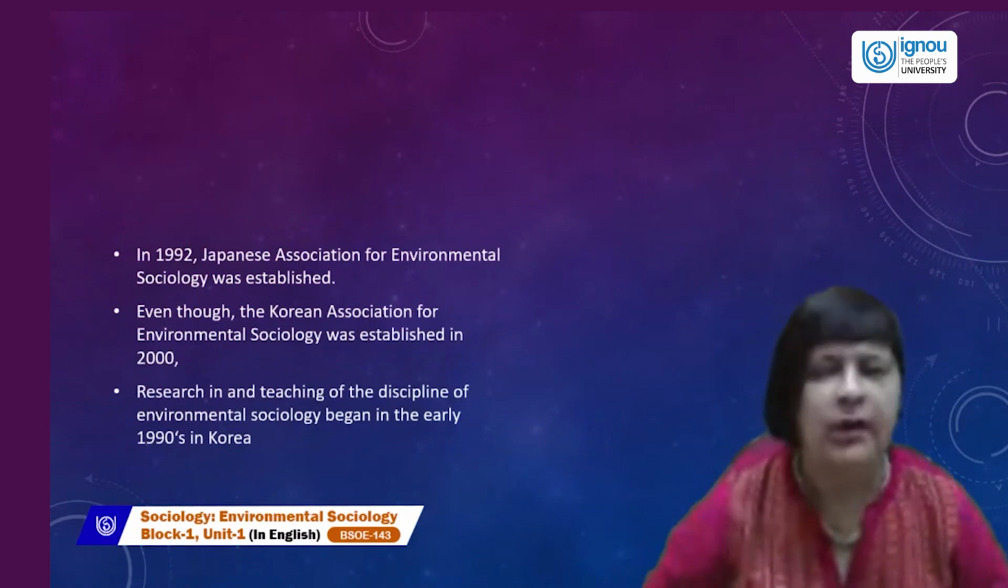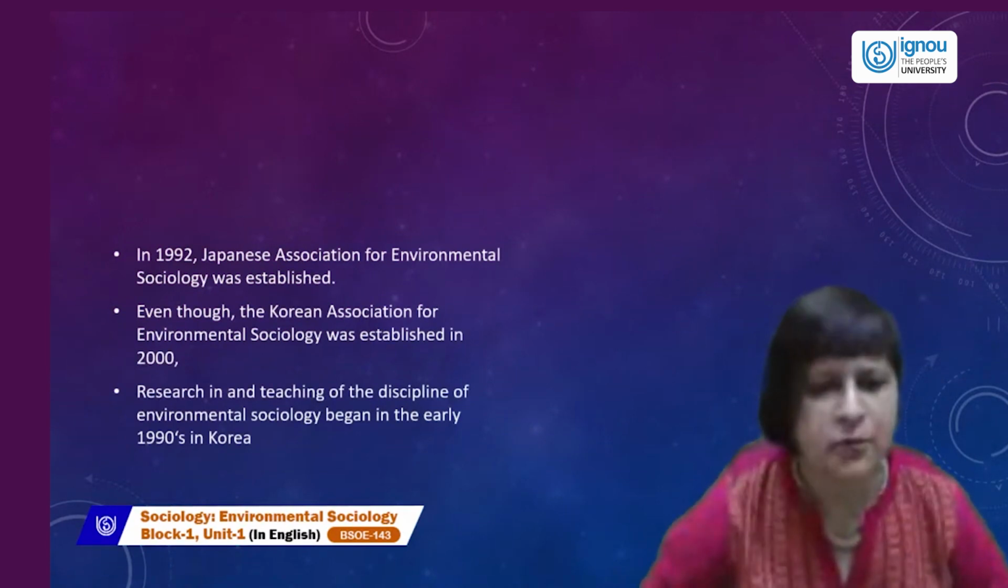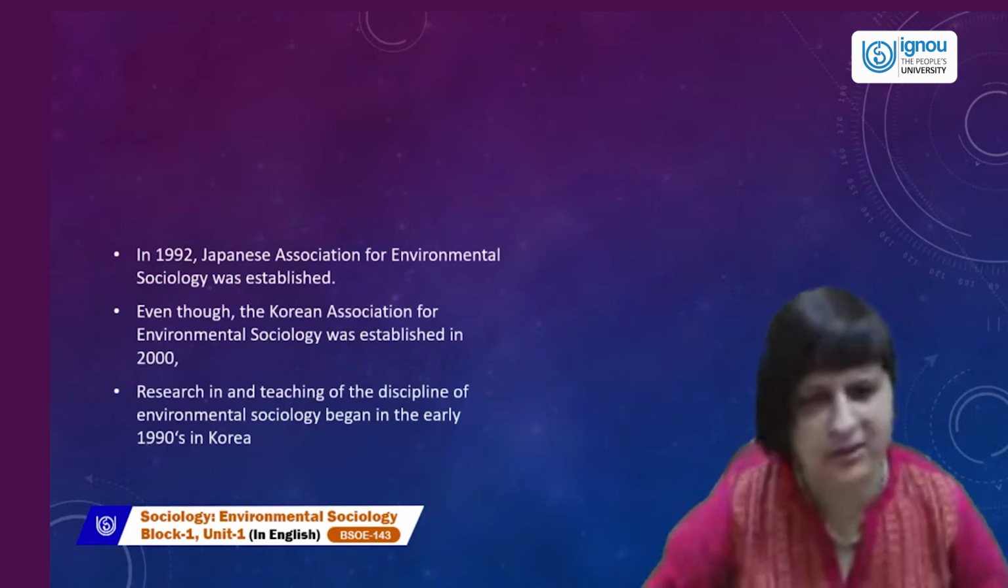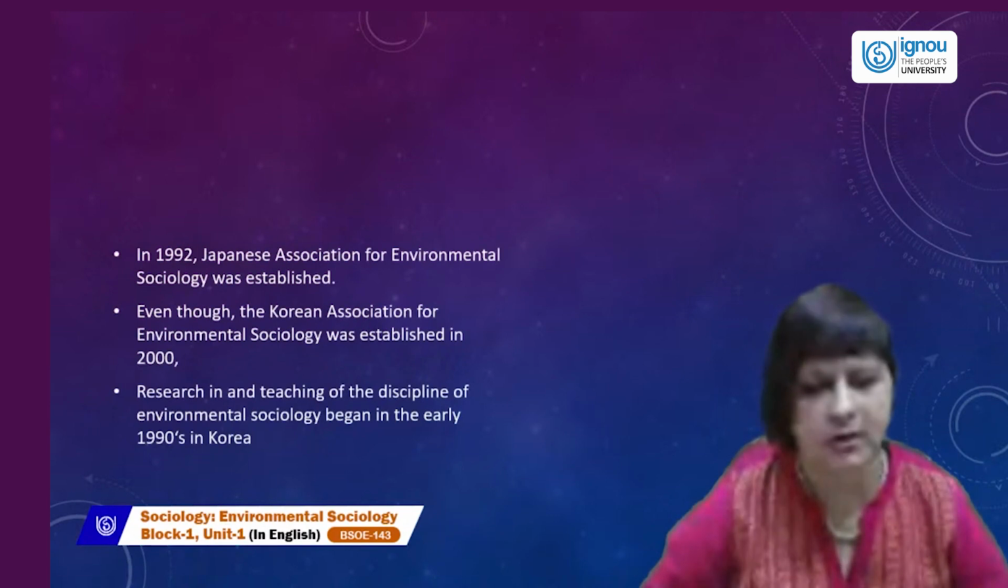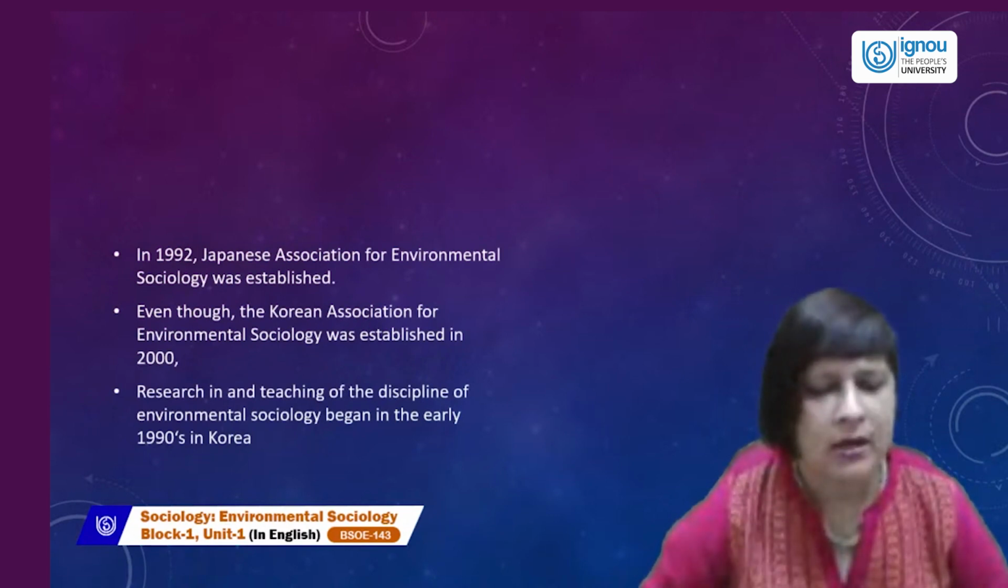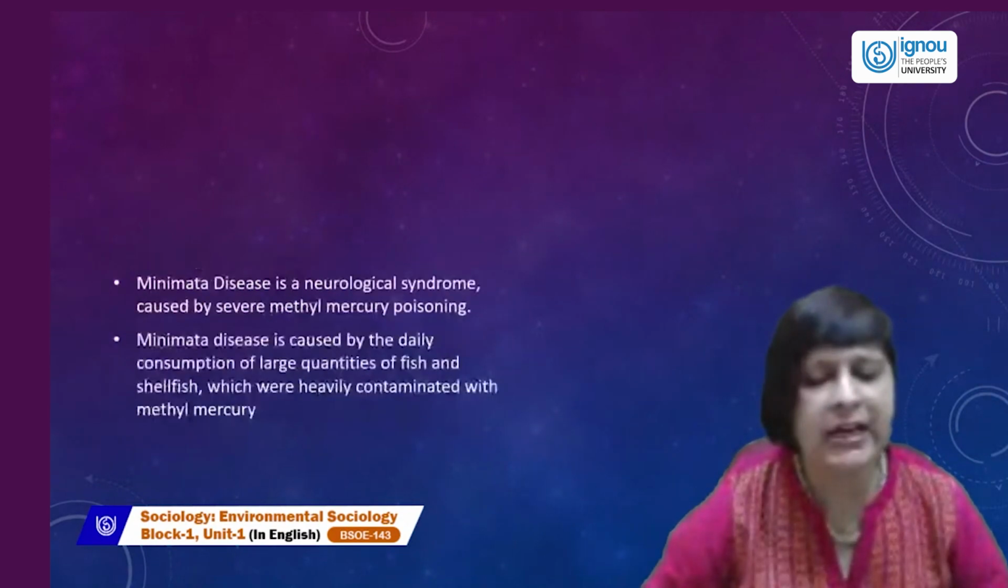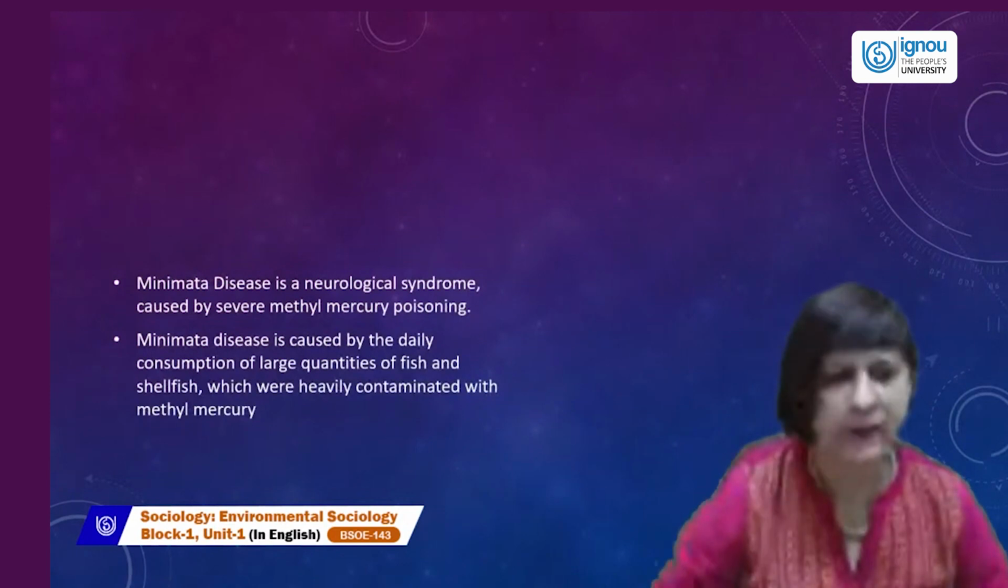In 1992, the Japanese Association for Environmental Sociology was established, even though the Korean Association for Environmental Sociology was established in 2000. Researching and teaching of the discipline of environmental sociology began in the early 90s in Korea.